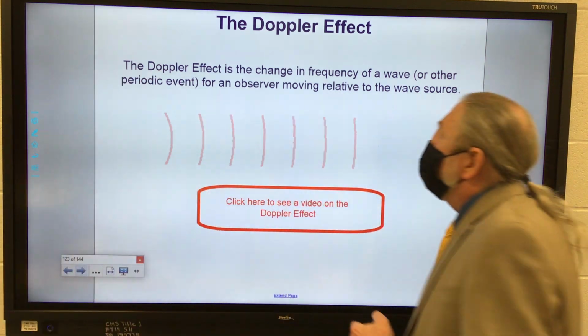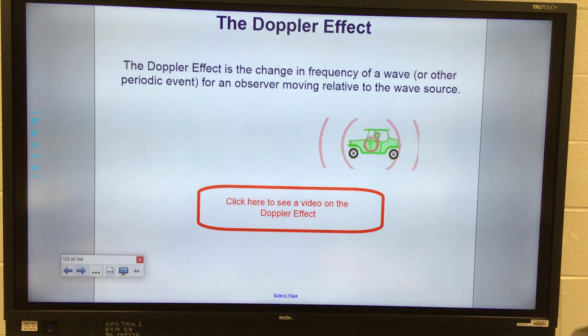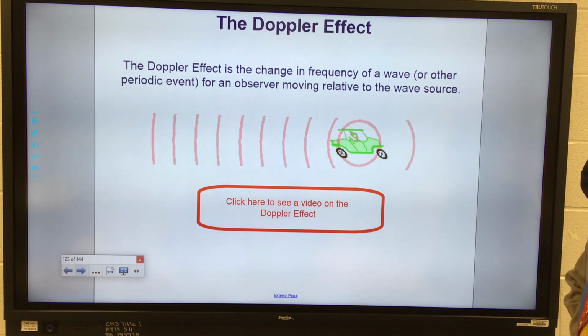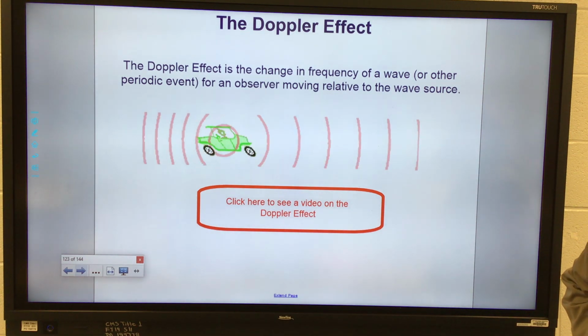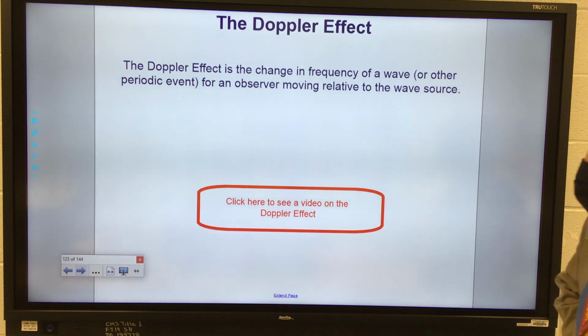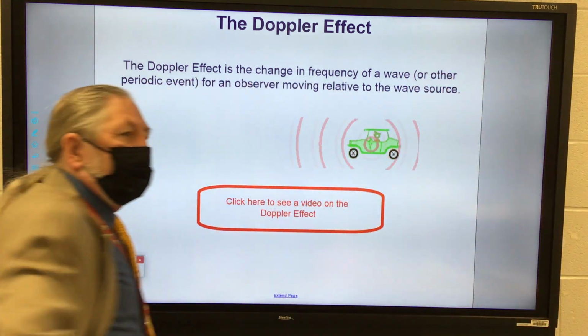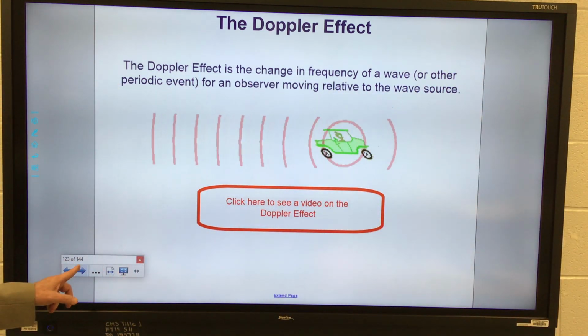Okay, so the Doppler effect is the change in frequency of a wave, or what's called a periodic event, for an observer moving relative to the wave source, okay?